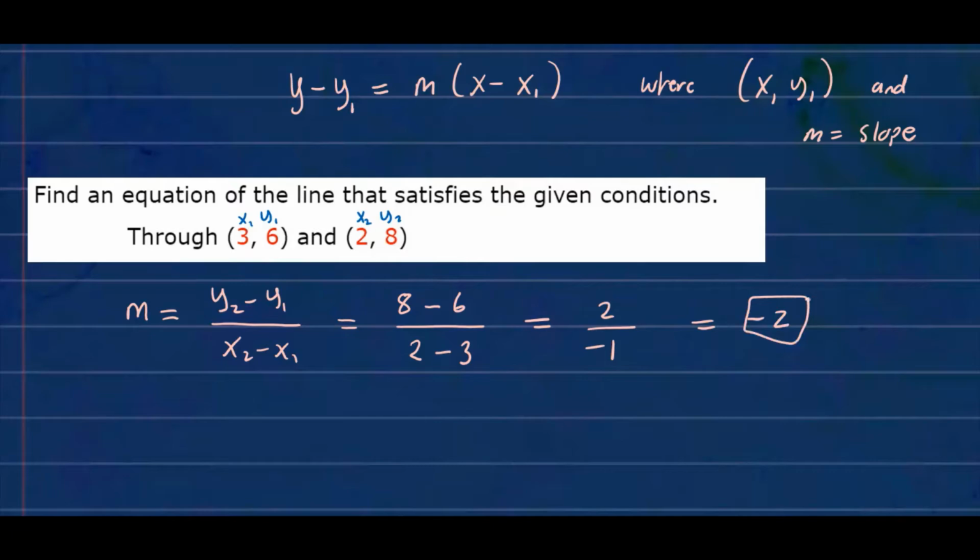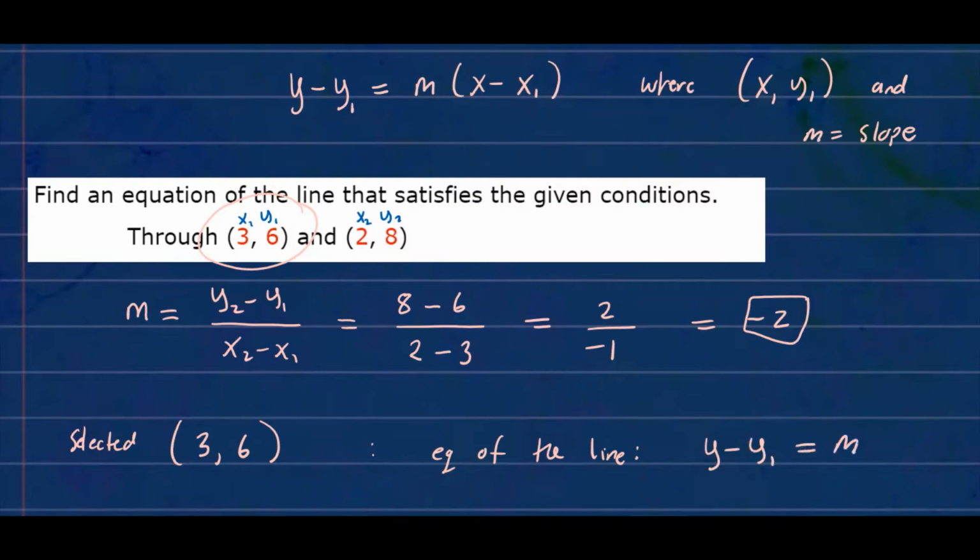Now, you can either pick the first point or the second point, it doesn't really matter. So let's go ahead and select this one. So we have selected the point (3, 6). Now let's write out the equation. So the equation of this line is going to be represented by the point slope form, y minus y1 equals m times x minus x1.